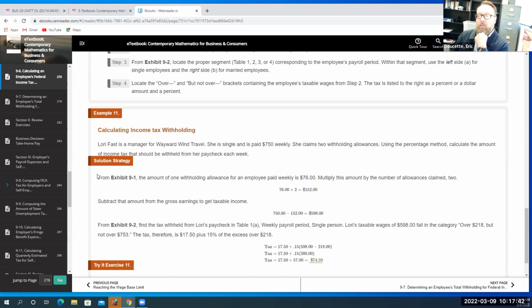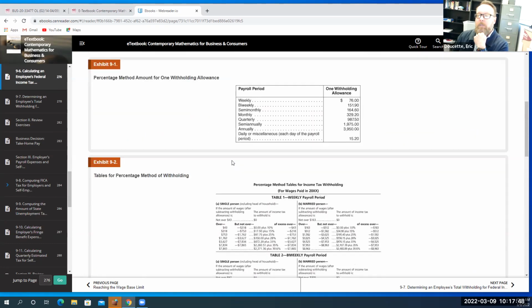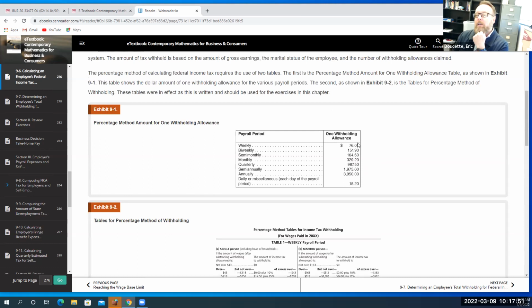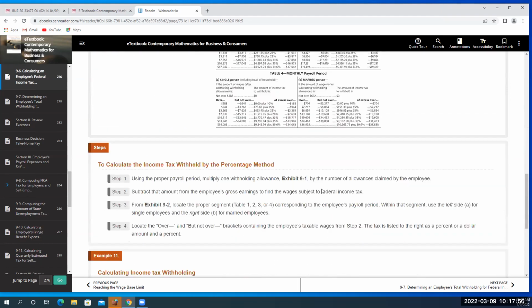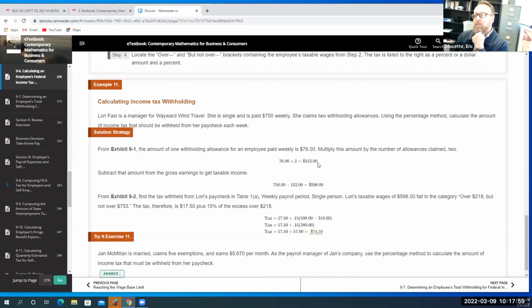So the first thing you do is you look at table 9.1, which your book might give you if you click that, but I'm going to come up here. It's basically this one here. So she gets paid weekly, and she's going to have 2 deductions. So it's going to be $76 times 2, because she has 2 allowances. So $152, right? You guys see my screen again? So because she's claimed 2 withholdings, she immediately gets to deduct $152 off of the $750 that she got paid, right? So if you look at the line below, 750 minus 152 equals $598. So that's now her new taxable income, but she's not done.